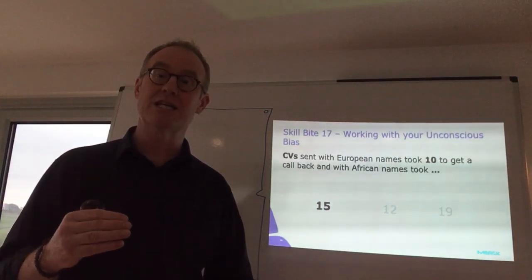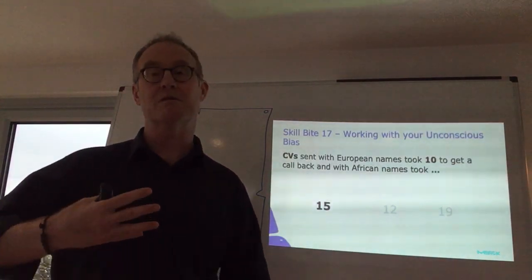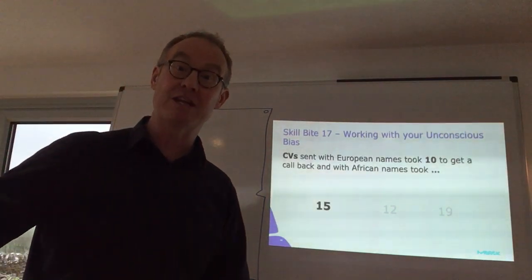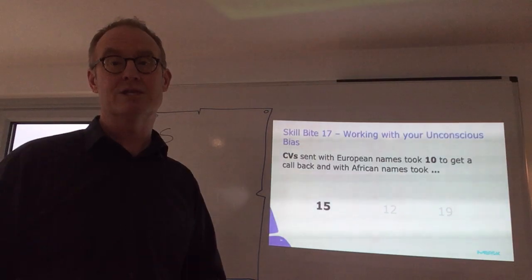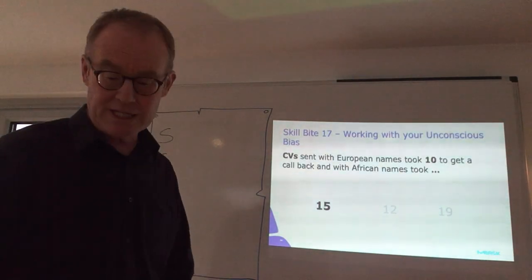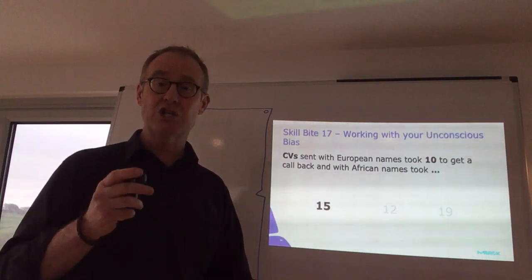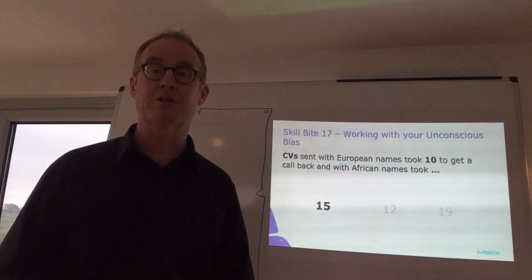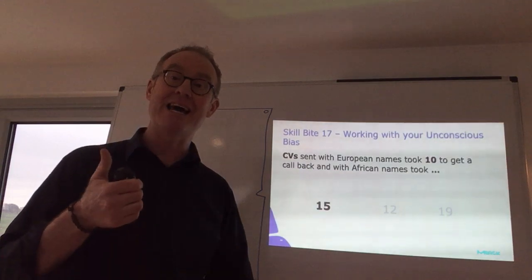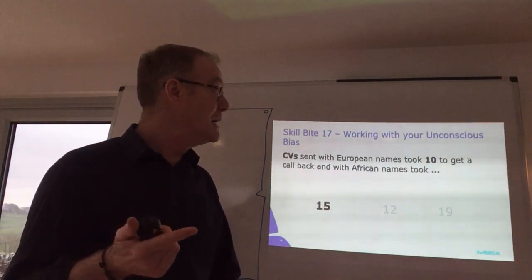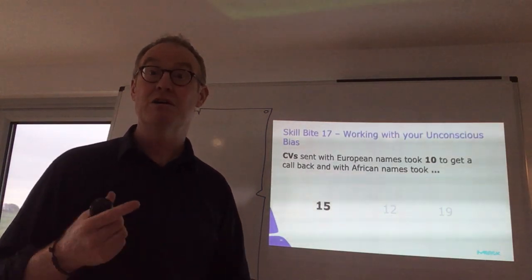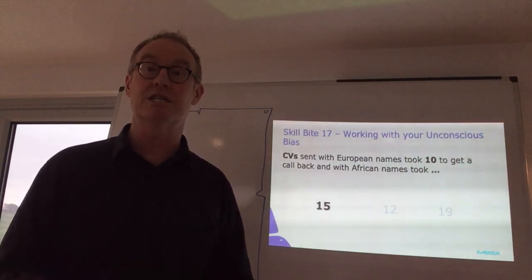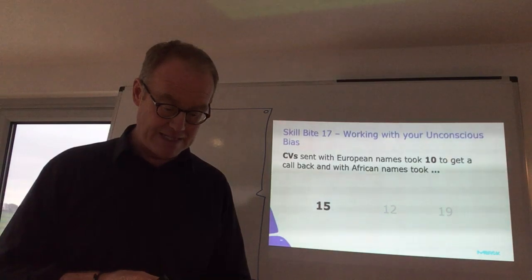So the minute you change the nature of the name, the unconscious bias around the fact that it's got an African name caused it to be 15 more CVs that you had to send out in order to get the callback. So quite significant, really. So with all that in mind, the whole part of the skill bite is to get people to understand A, that they've got an unconscious bias, and B, that there's a significant impact from the unconscious bias. So this shows us that unless we have diversity in the group, it has a negative effect.